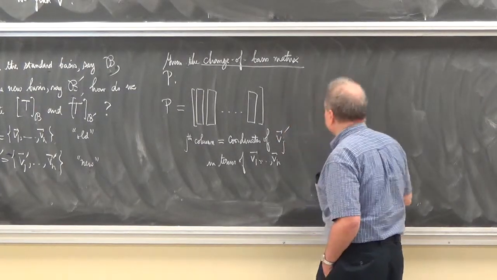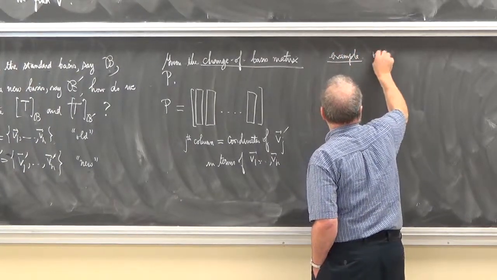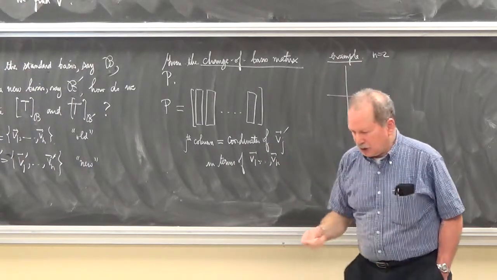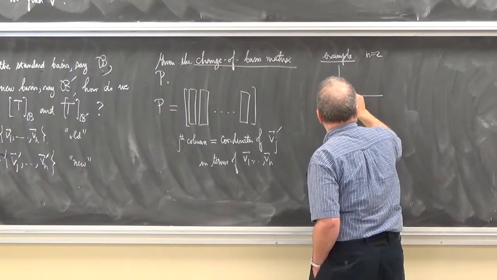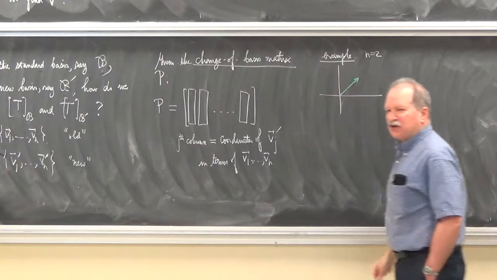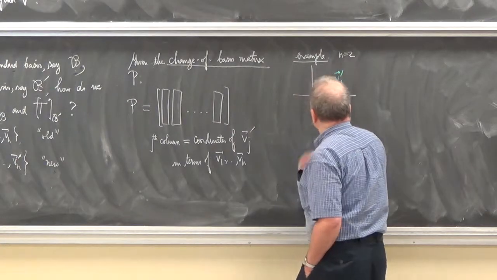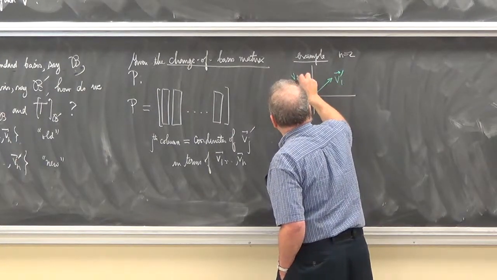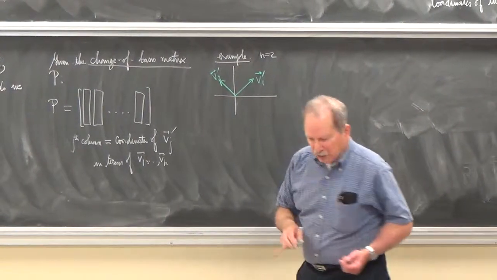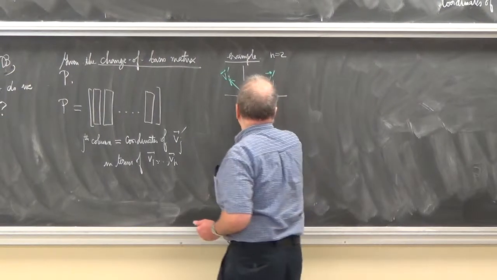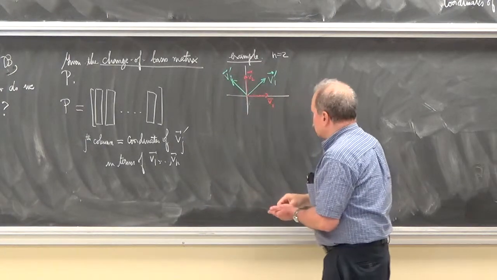So for example, suppose we're in R2, and I want to take the vector, let's say, that's on the 45-degree line. So this will be my V1 prime, and my V2 prime will be a unit vector orthogonal to it. And my original V's are going to be the standard basis vectors. Then what would the change of basis matrix be?